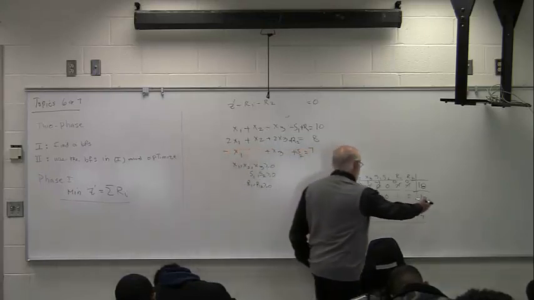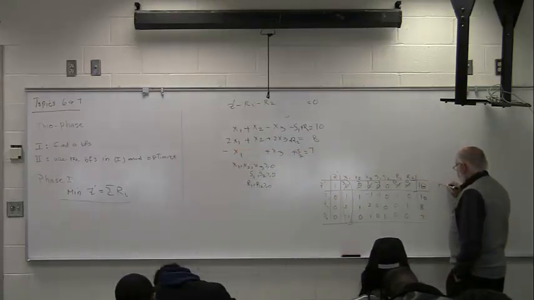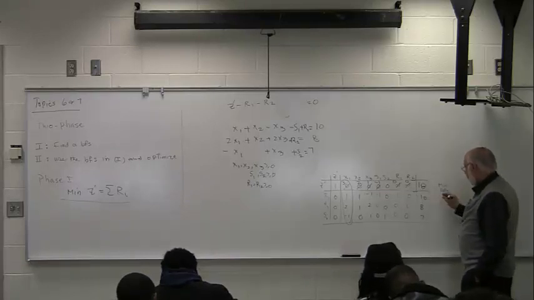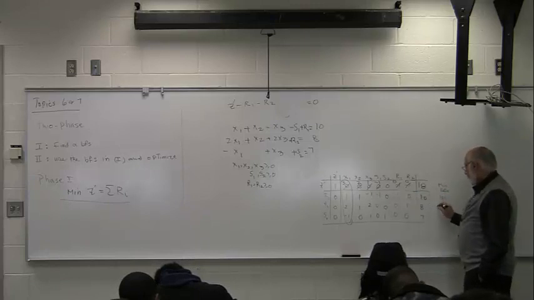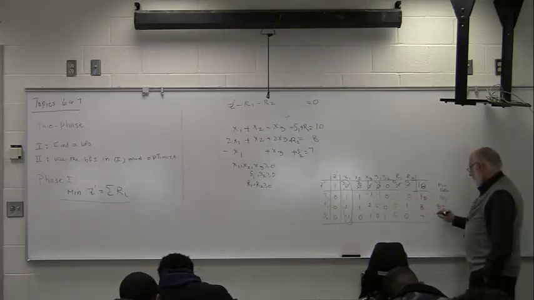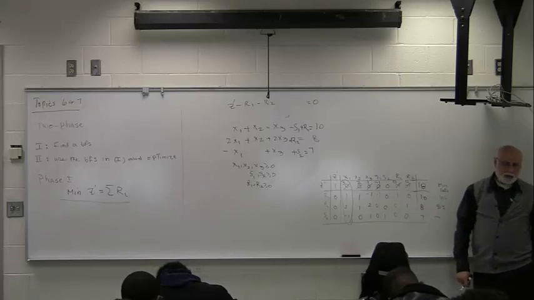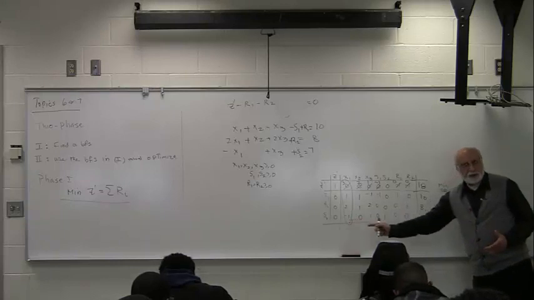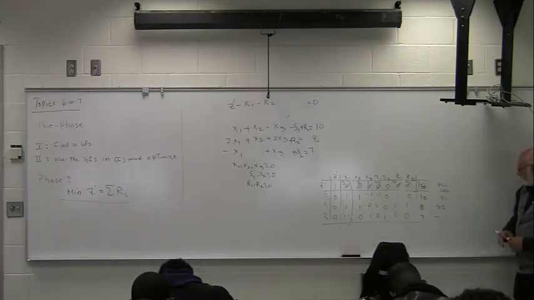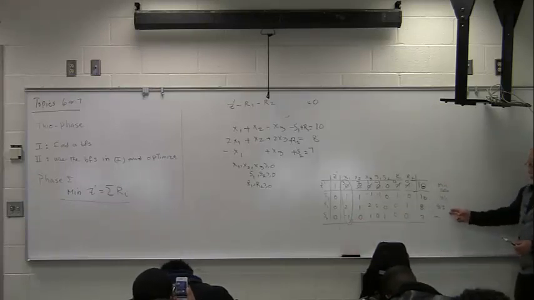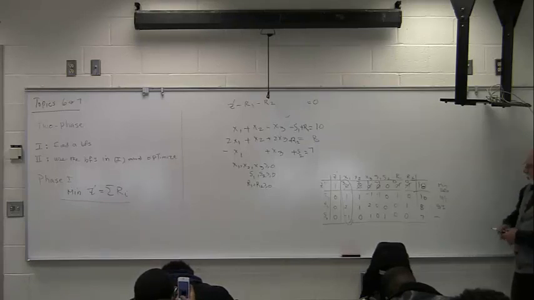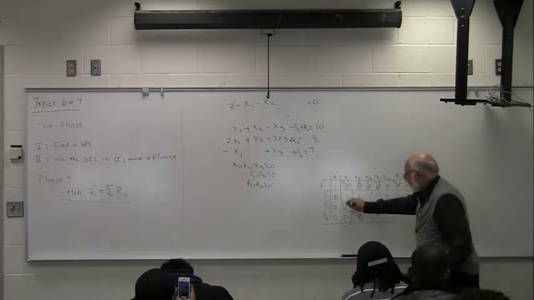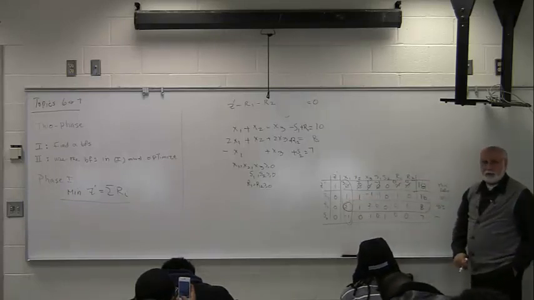And you identify the min ratio. You look at the critical ratio, that's 10 over 1, that's 8 over 2, and this one doesn't need any calculation. Why doesn't it need any calculation? Because the entry is negative. So 10 and the 4, this is your pivot row, and that is your pivot.